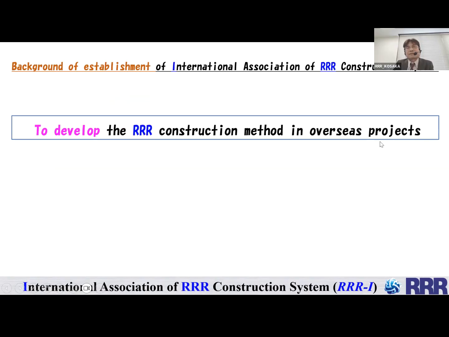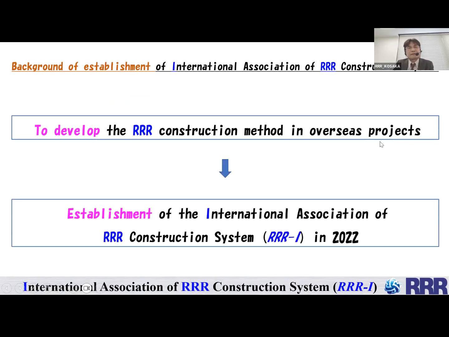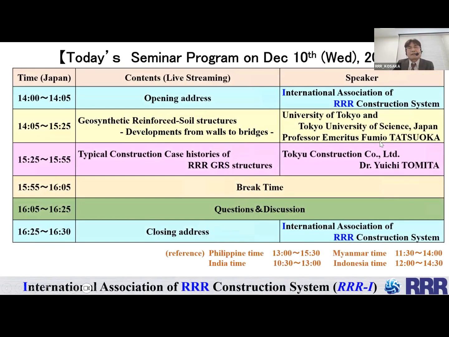To develop the serial construction method in overseas projects, we established the 3RI Association in 2022. As part of the activities of the 3RI Association, a technical seminar on the serial construction method will be held. This is today's seminar program. Professor Emeritus Fumio Tatsuoka from the University of Tokyo and Tokyo University of Science, Japan, will give a lecture titled Geosynthetic Reinforced Soil Structures: Developments from Walls to Bridges. And Dr. Yuichi Tomita from Tokyu Construction Co. Limited will give a lecture titled Typical Construction Case Histories of Serial GRS Structures.